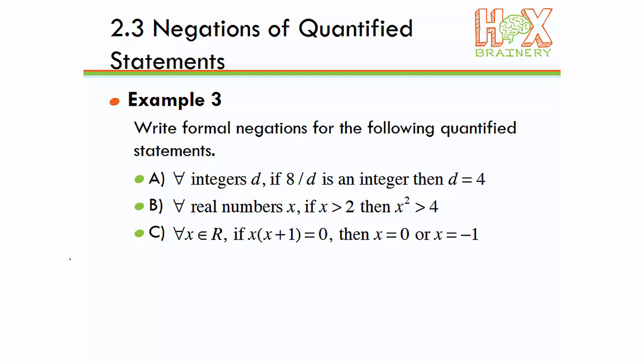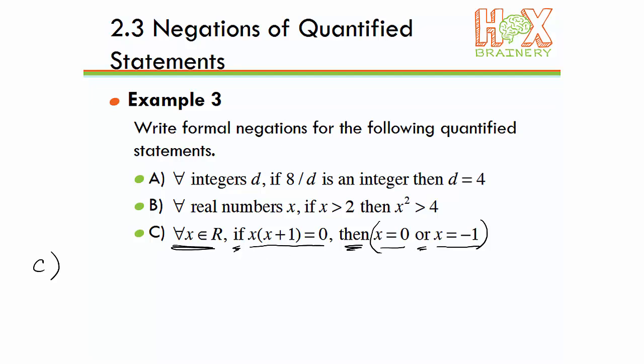Okay, now we're going to do part C. This is going to be the most challenging of all of these. It says for all x in the set of real numbers, capital R like that, that stands for the set of real numbers, if x times x plus 1 equals 0, then, there's your conditional, x equals 0 or x equals negative 1. This part right here is together with a disjunction.